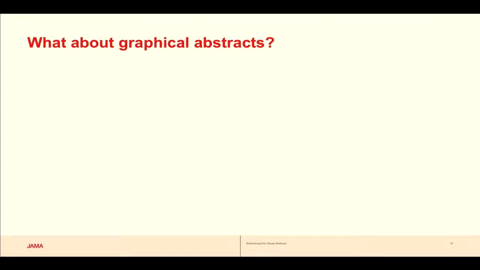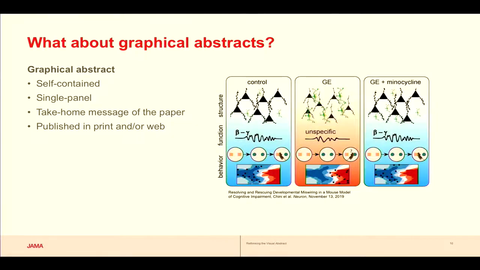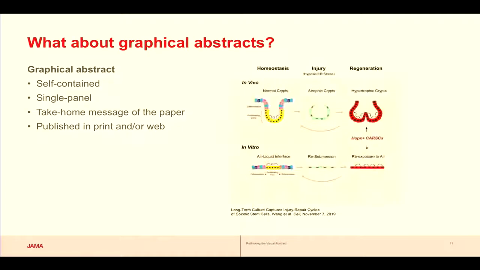abstract. The terms are sometimes used interchangeably, but here we are going to denote that a graphical abstract is self-contained. It's a single panel visual that's designed to give readers an immediate understanding of the take-home message of the paper. They're sometimes published in print, but always in the web versions of the journals. Journal families such as Cell Press and Life Sciences invite their authors to design and submit graphical abstracts that are published alongside the article with the intention of attracting the audience more quickly than written text.